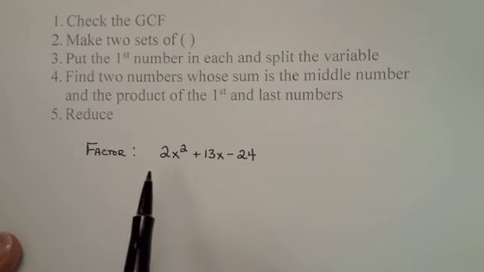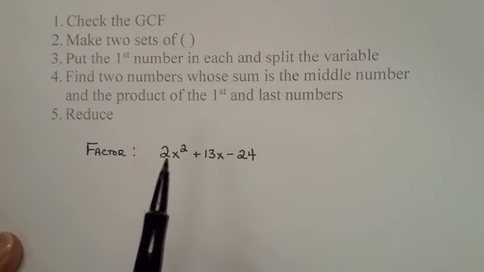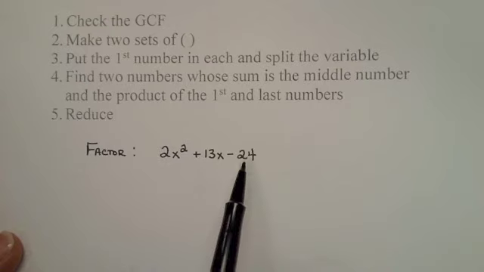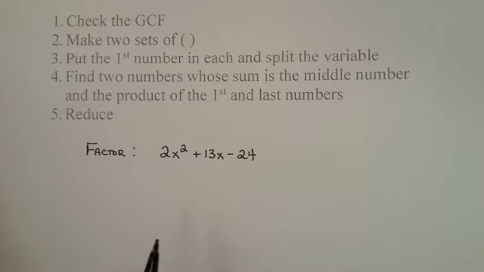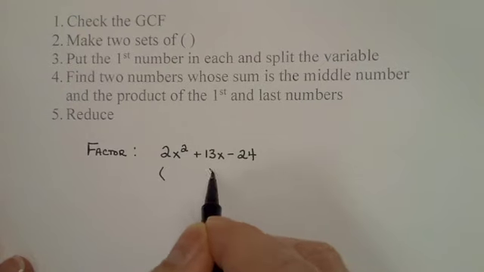Next example. Always check the greatest common factor first. Is there a number that will go into 2, 13, and 24? No. So I'll go to my next step. My next step is to go ahead and make 2 sets of parentheses.